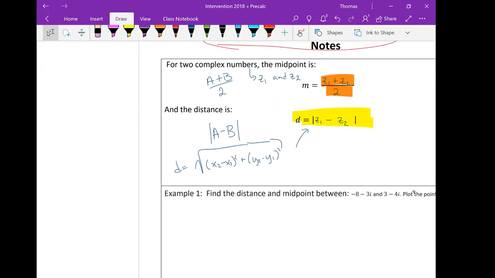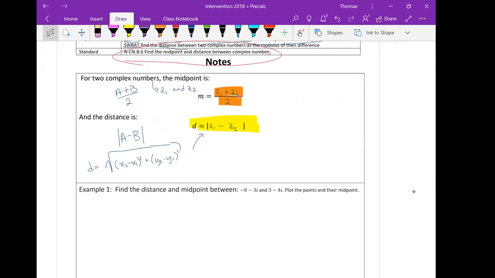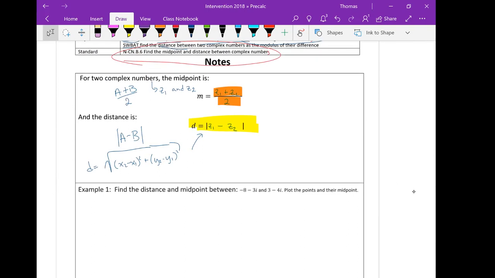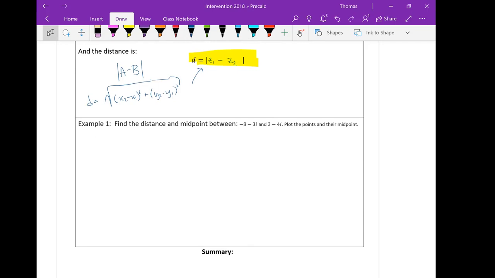Okay, so those are our formulas. Again, if you didn't get this, I would go back to lesson 11 first and watch that video, and then come back to this one. But for today, let's find the distance and midpoint between two numbers. I'm just going to give them names. I'm going to call them Z1 and Z2 because they don't have names here. And then plot the points and their midpoint.